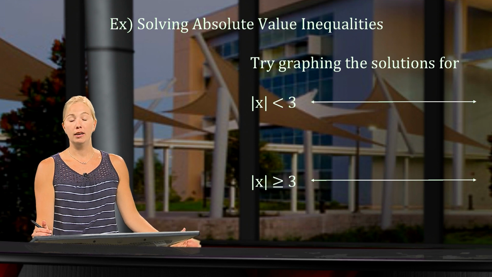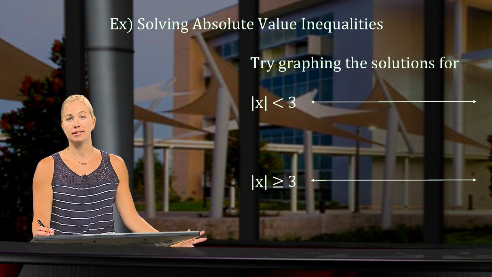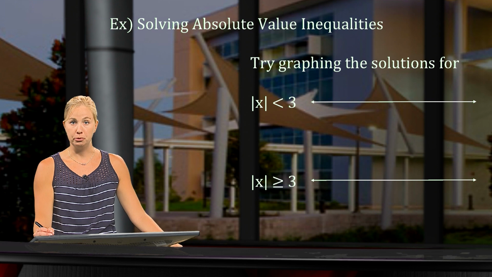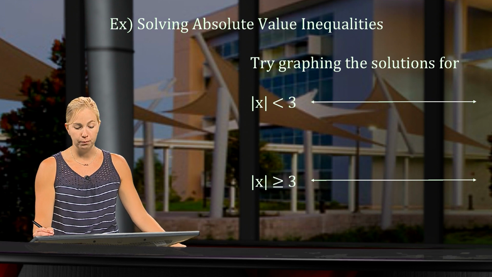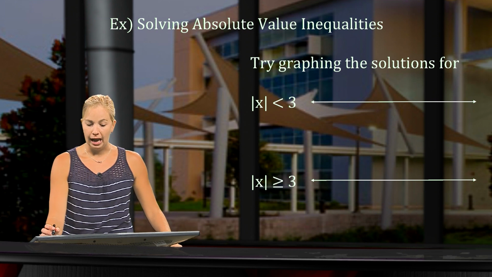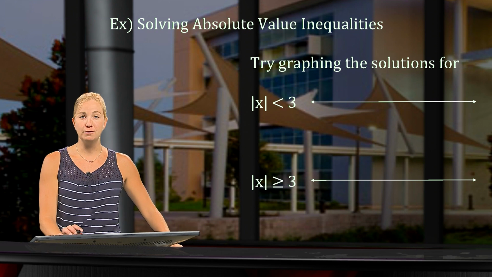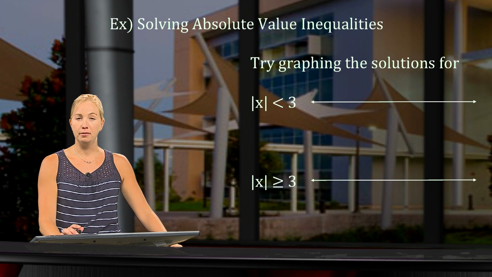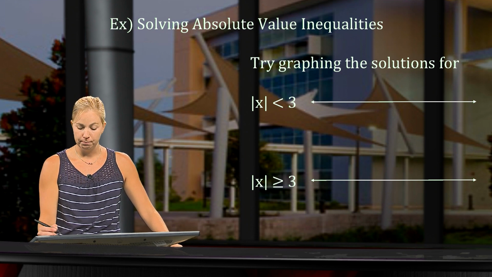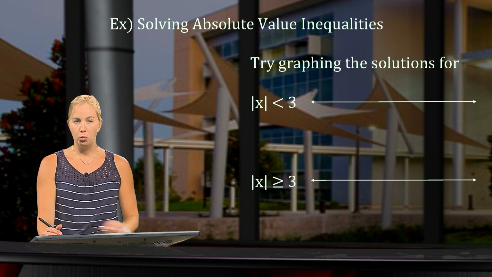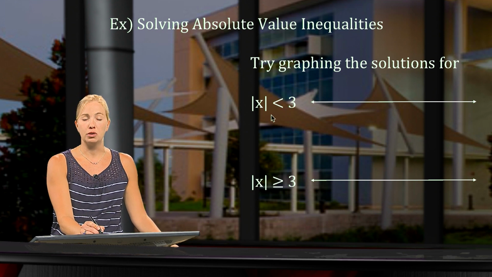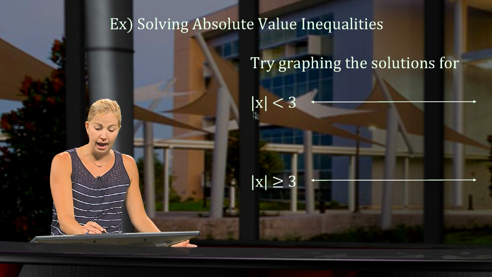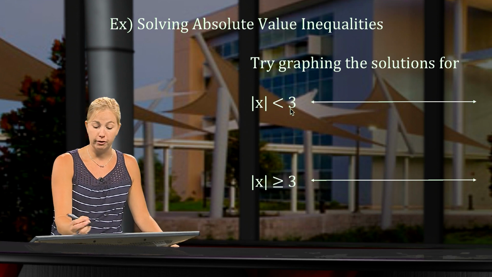Now when we think about an inequality, again, less than, greater than, less than or equal to, greater than or equal to, but we are now including that idea of giving distance from 0. So we're going to look at these two examples. The absolute value of x is less than 3, the absolute value of x is greater than or equal to 3. And we're first going to just translate what those statements mean. If the absolute value of x is less than 3, this is saying that x is fewer than 3 units from 0.